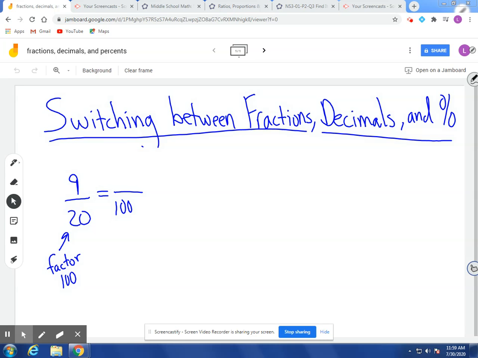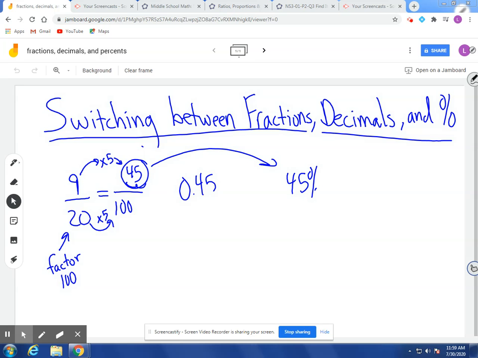And the way that works is I ask myself, how can I get from 20 to 100? It's simple. Just times by 5. So I'm going to take this 9, times it by 5 as well, and when that happens, I get 45. And now if I have a fraction with the denominator of 100, first of all, it's super easy to get the decimal. You move the decimal over 2 spots to the left, so boom, boom, 0.45. And by definition, this right here is the percentage, 45%. And so now I have yet another set of equivalencies between fractions, decimals, and percents.